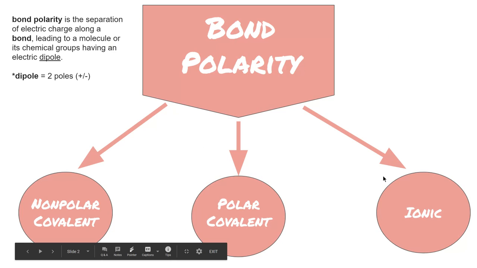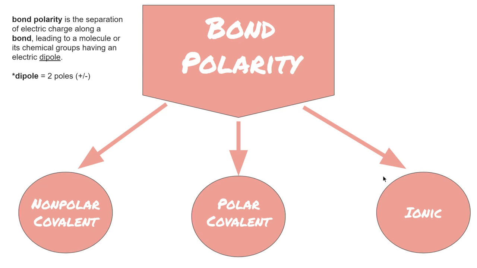So, let's get started. When we're talking about bonding, the big purpose or the big idea of this lesson is going to be this topic of bond polarity. And when you look at the definition off to the left of bond polarity, it's defined as the separation of electric charge along a bond, leading to a molecule or its chemical groups having an electric dipole.